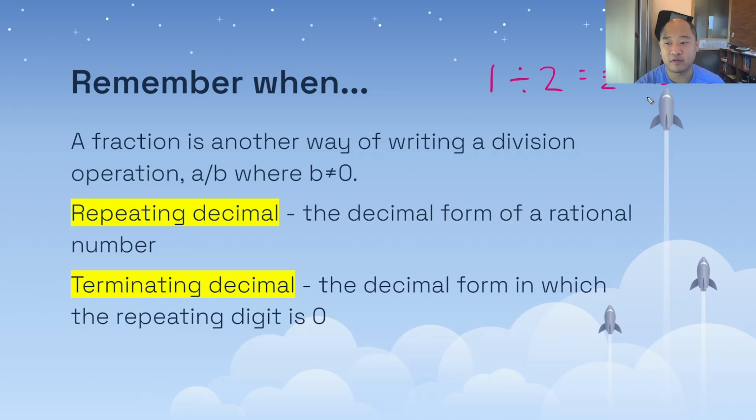But when we think of this number, we think of just 0.5, and we call it a terminating decimal. This is where the decimal form repeats with zeros. So that's the difference between a repeating decimal and a terminating decimal. A terminating decimal is a type of repeating decimal. Okay.